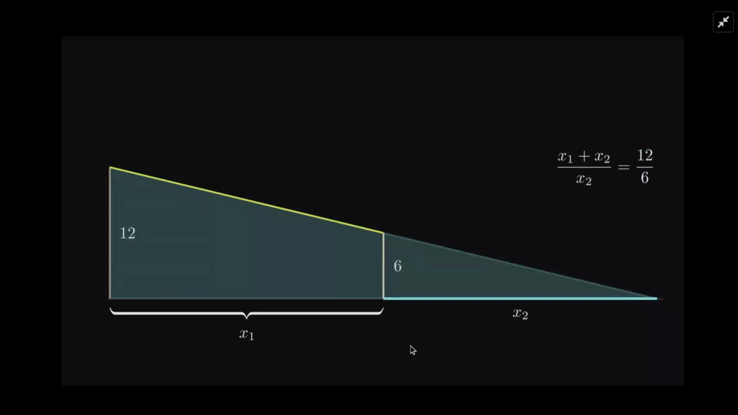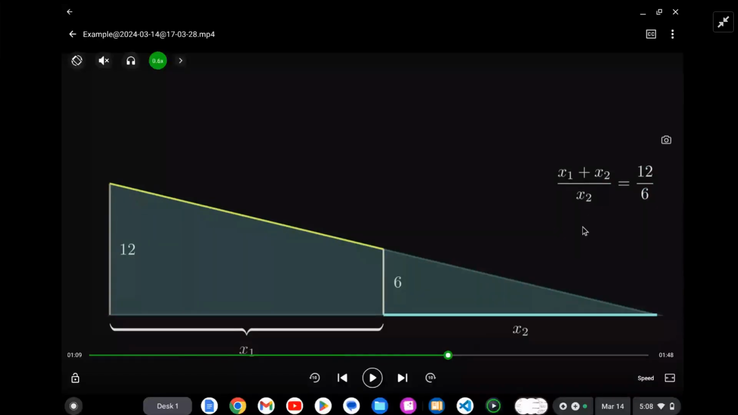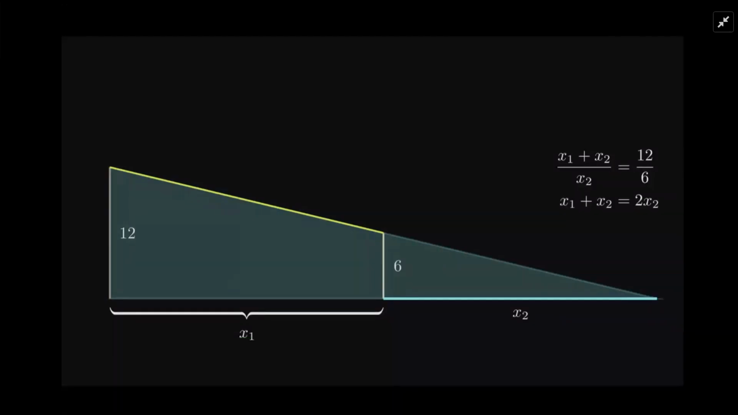So the total length, x1 plus x2, divided by the length of the small triangle x2, is going to be the same ratio as the height of the pole to the height of the woman. So 12 over 6. Those ratios are going to be equal. Okay. So that's 2 on the right side, and then we're going to multiply by x2. So we end up with that. And I want the x1s on one side, x2s on the other. So we have x1 equals x2.